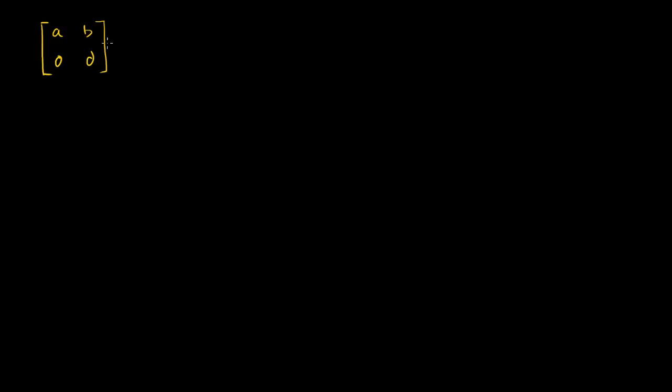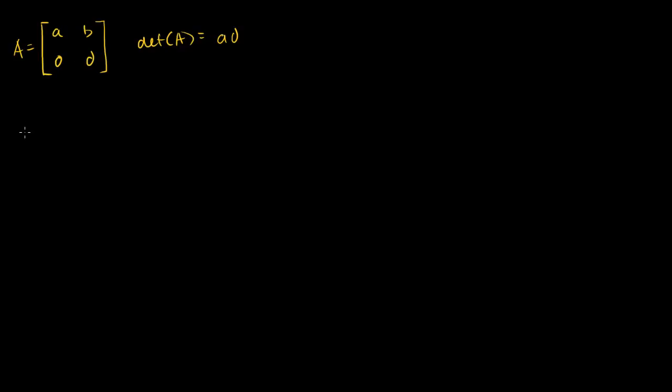So what is the determinant of this going to be? Let's call that matrix A. The determinant of A is going to be equal to AD minus B times 0. That's just 0, so we don't have to write it. So it's equal to A times D.